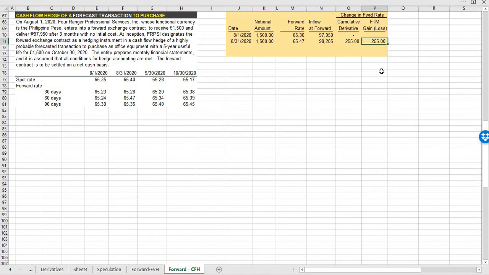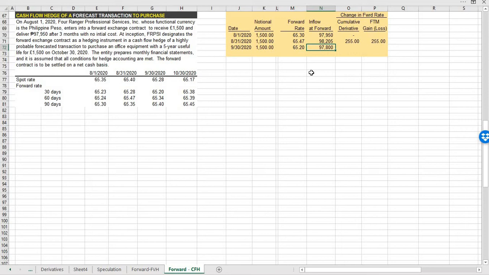Now, let us proceed to the next date, that is on September 30, 2020. So, ganun pa rin ang procedure. Let us compute the expected inflow based on the forward rate. So, 1,500, the notional amount, multiplied by the forward rate on this date, that is 65.20. Bakit 65.20? Kasi daw, itong 65.20 ang ina-expect nating magiging spot rate 30 days after September 30, 2020, and that is on October 30, 2020, the settlement date. So, pag minultiply natin ngayon yan, ang sagot ay 97,800 Philippine peso. And nagkaroon na naman ng change in the forward rate.